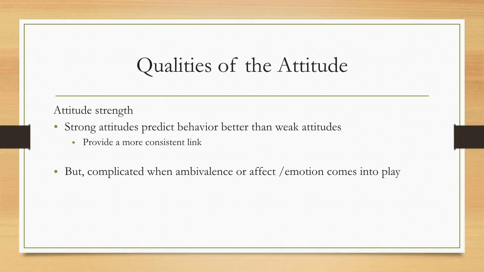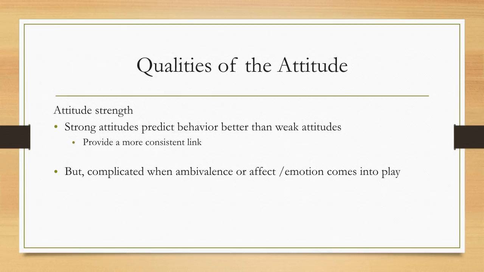So attitude strength basically tells us that strong attitudes are going to predict behavior better than weak attitudes, which makes a whole lot of sense, right? If we believe something more strongly, we're much more likely to perform that behavior than if we had a weak attitude. So it's going to provide a much more consistent link and a much stronger ability to forecast behavior.